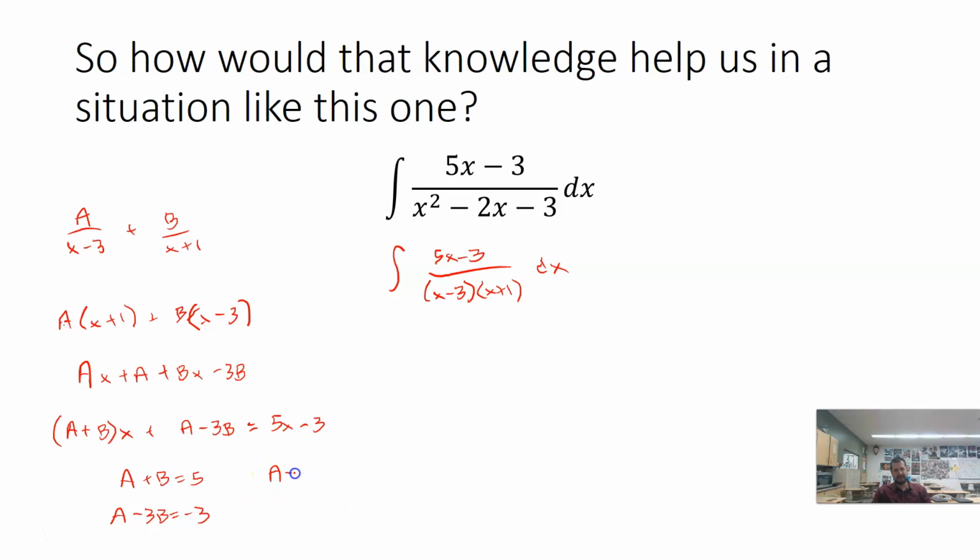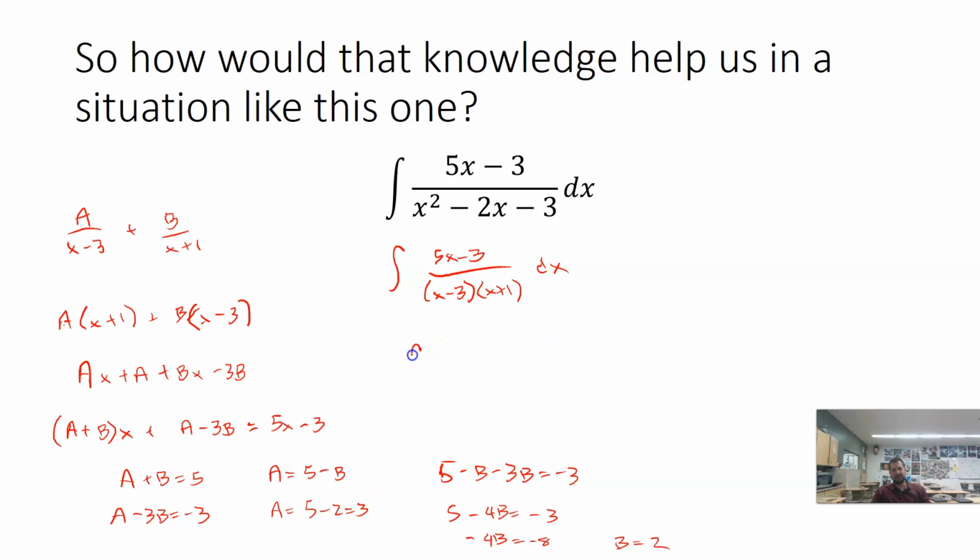We choose one letter to get by itself in one of them. Let's get the a by itself in the top one, so a is equal to 5 minus b. Plugging it into the other equation, I've got 5 minus b minus 3b gives us negative 3. So I've got 5 minus 4b is equal to negative 3. I move the 5 over, so I get negative 4b is equal to negative 8. So b is equal to positive 2. Once I find that, I plug it back in to find a. So a is equal to 5 minus 2, which is equal to 3.